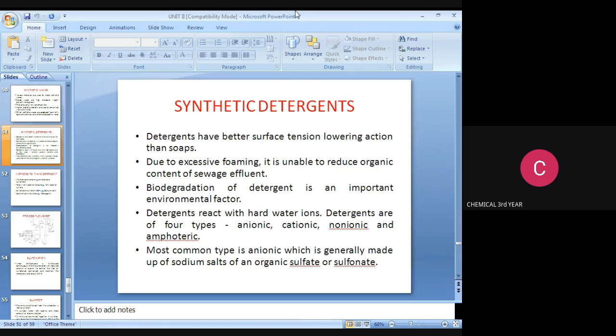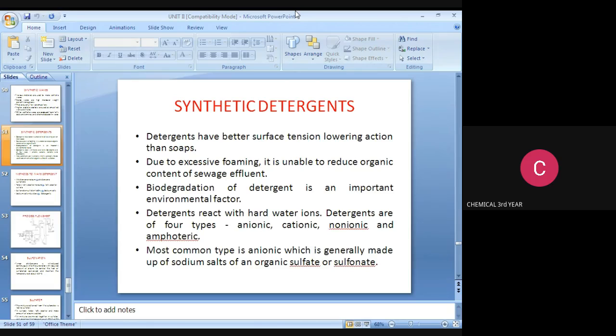What is synthetic detergent? Detergents have better surface tension lowering action than soaps. Due to excessive foaming, it is unable to reduce the organic content of sewage effluent. So degradation of detergent is an important environmental effect. All of you note it down. This is very important. Biodegradation of detergent is the major environmental factor.